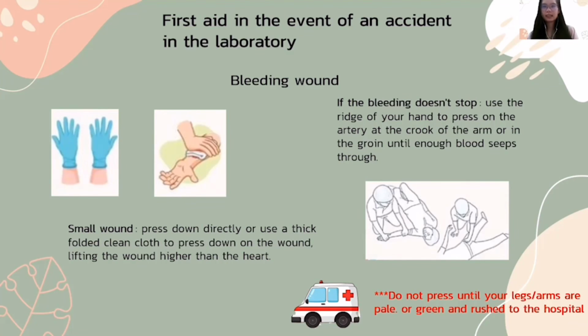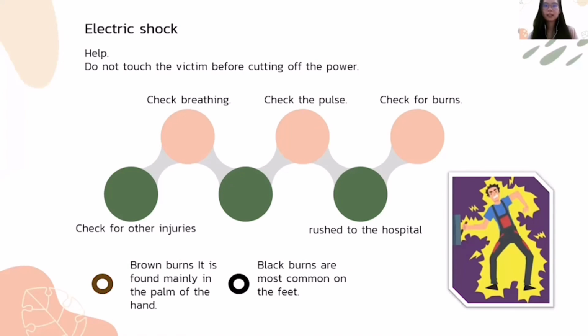Next is electric shock. Do not touch the victim before cutting off the power. And check breathing, check the pulse, check for burns, check for other injuries, rush to the hospital. How to check for burns? Brown burns are found mainly in the palm of the hand, and black burns are most common on the feet.